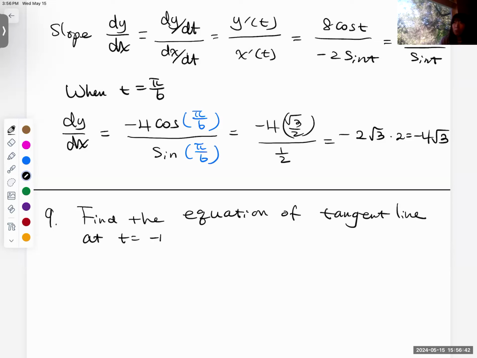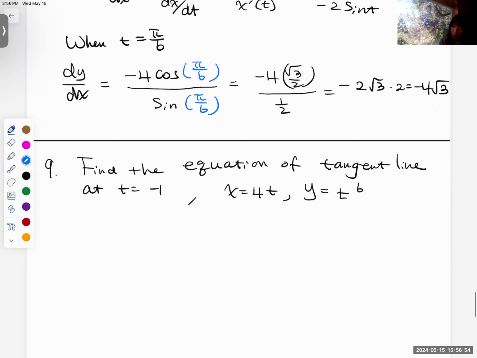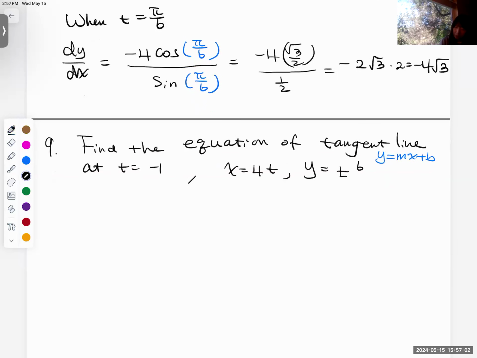And t equal to negative 1, x equal to 4t, y equal to t to the 6th power. Okay, so we have to find the slope. And then we give it to the equation of a tangent line, which is y equal to mx plus b form, right? Okay, the slope. Your turn. Can you please find out slope? So let me just simply write down. So what do you get?